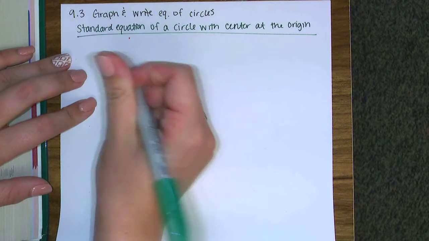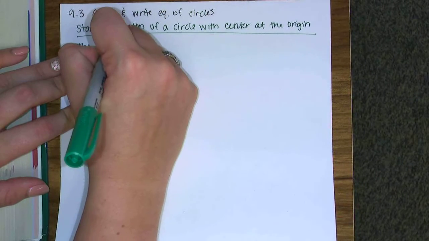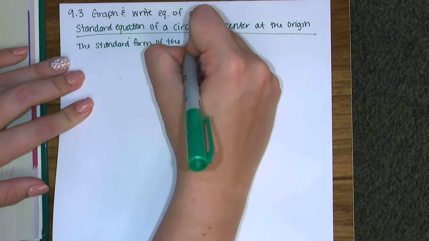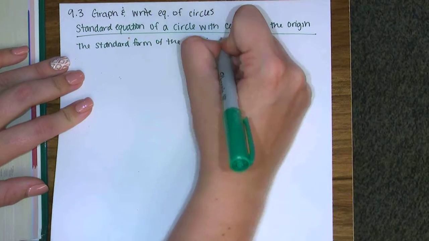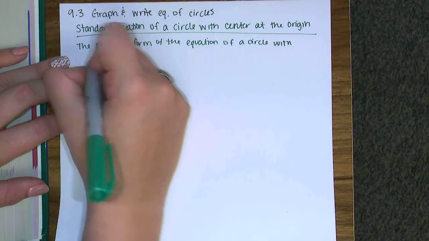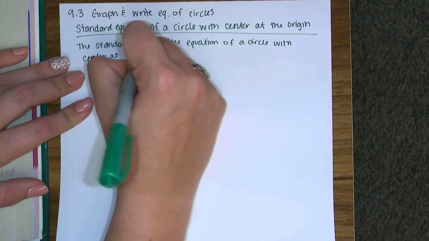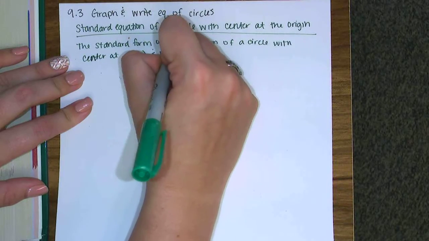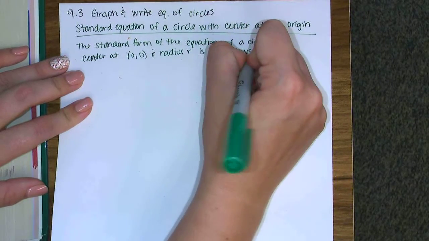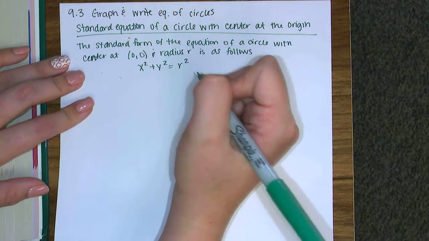Alright, so the standard form of the equation of a circle with center at 0, 0 and radius r is as follows: x squared plus y squared is equal to r squared.